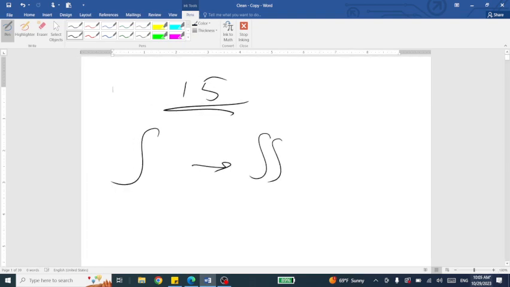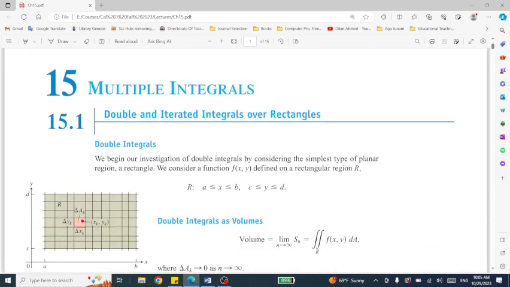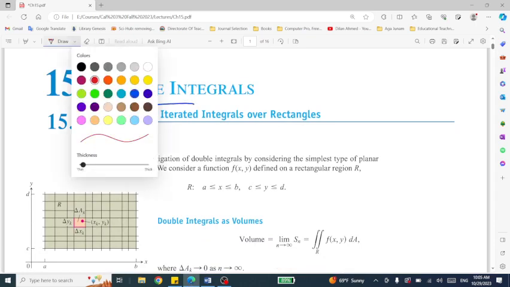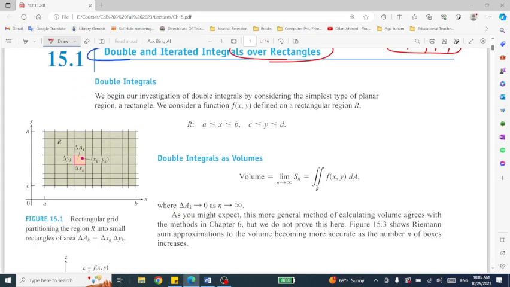Let me start with the lecture. You can see multiple integrals, and in the first section you can see double integrals over a rectangle. That means you have a cloud, and you want to find the integral over the rectangular region. It is the shadow of your object on the plane, over the rectangle region.